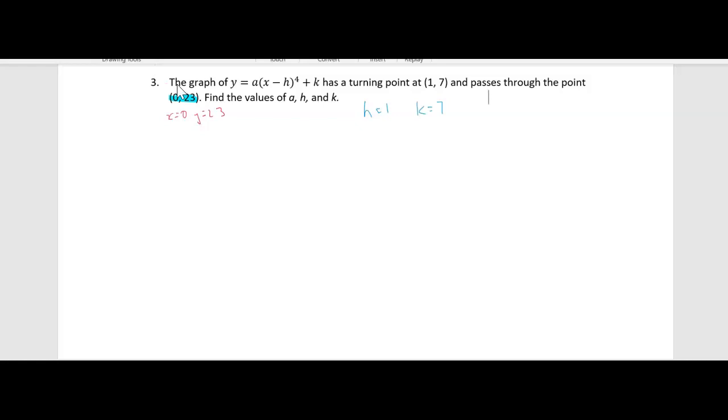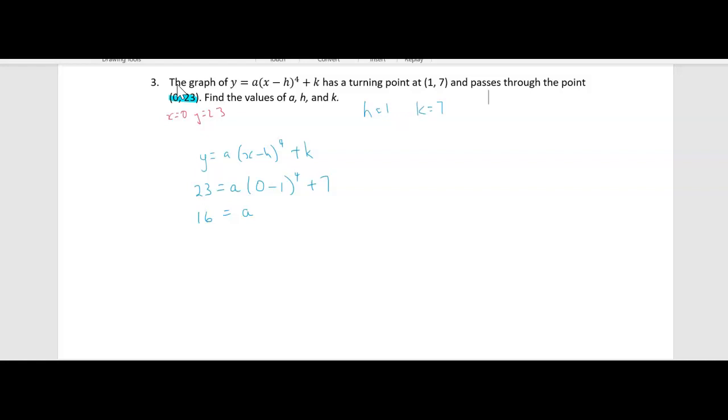So with my equation, y equals a(x - h)^4 + k, I can substitute in those 4 values and then find the value of a. So y is 23, x is 0, h is 1, and k is 7. And now we're just solving for a. So let's take away 7 from both sides. So that's going to give me 16. And then I'm going to take negative 1 to the power of 4, which is just 1. So a times 1 is a. So a is just 16.